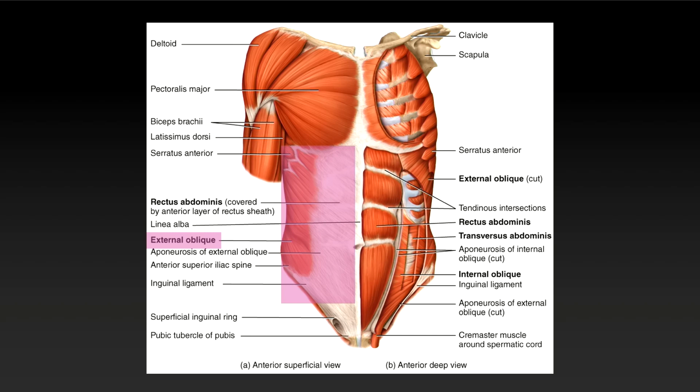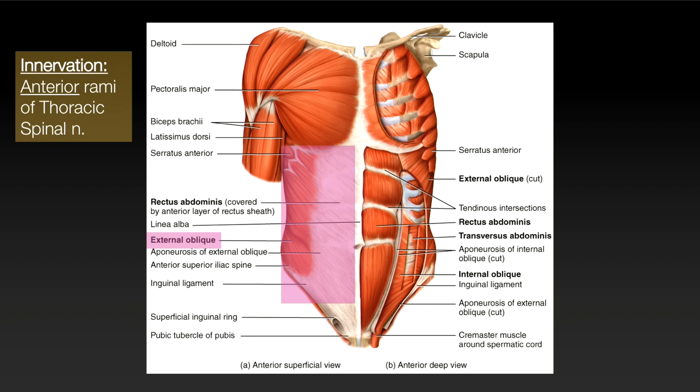Notice the fibers are not vertical. Oh, I jumped right ahead. Okay. Innervation for the external obliques. Nothing too surprising here. Anterior rami of the thoracic spinal nerves, and that's true. It's not a copy-paste error.